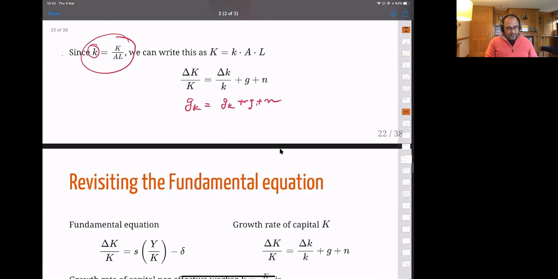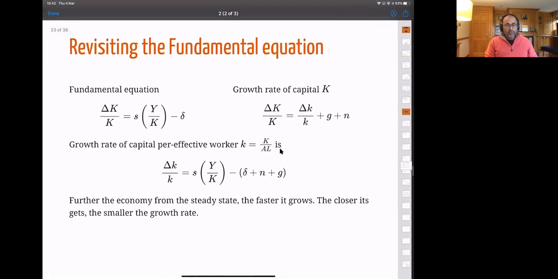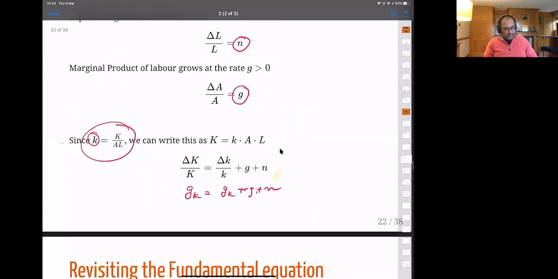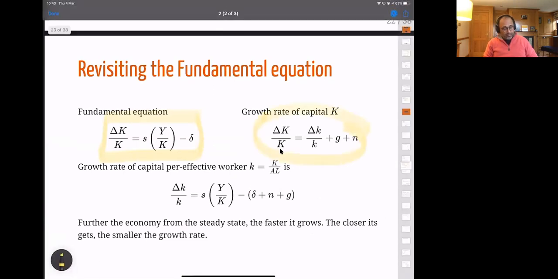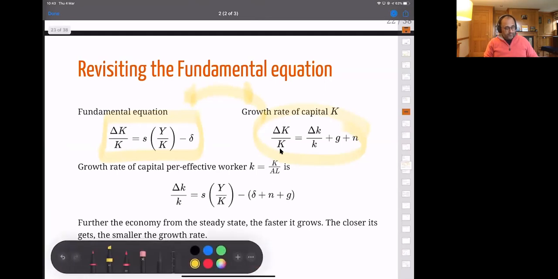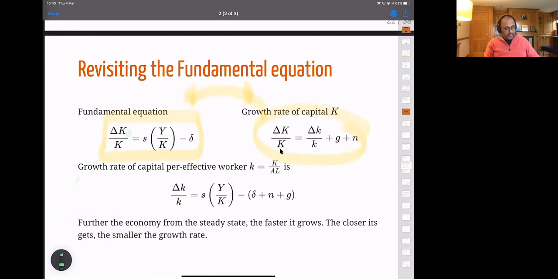Now we have this fundamental equation that we derived, the one we spent a lot of time over, which says capital stock growth is saving minus depreciation. Okay, that's driving the growth rate. All we have to do is use this formula and combine them, right? So the growth rate of capital stock is the same on both sides.